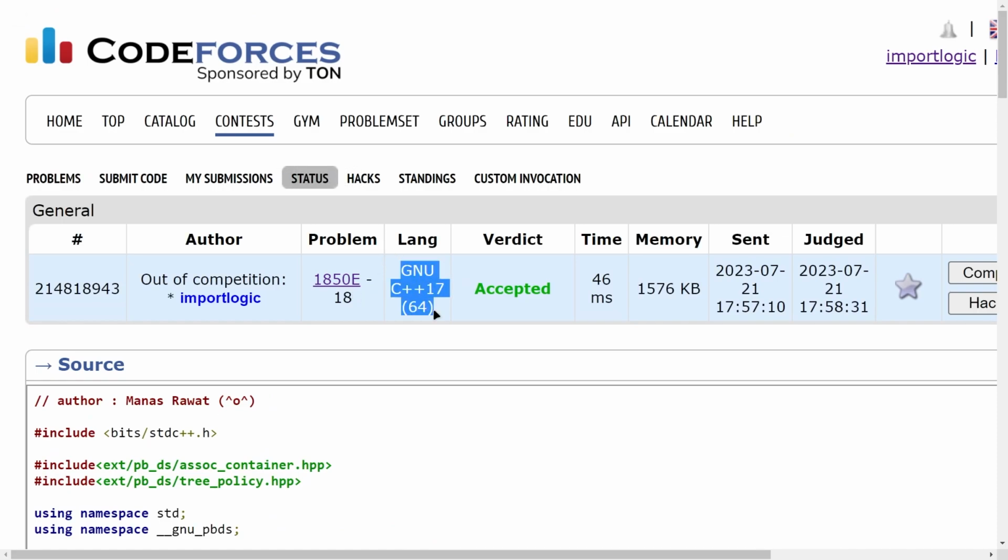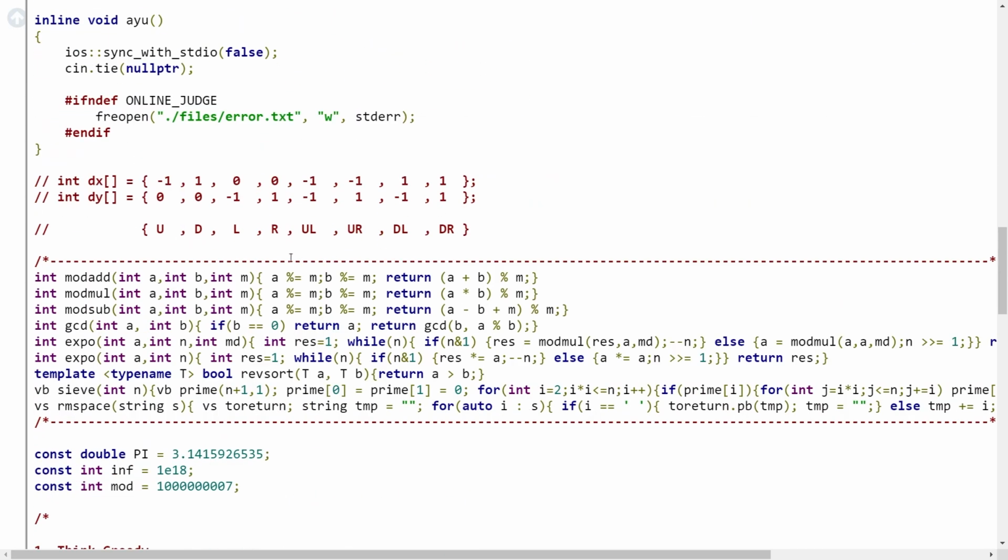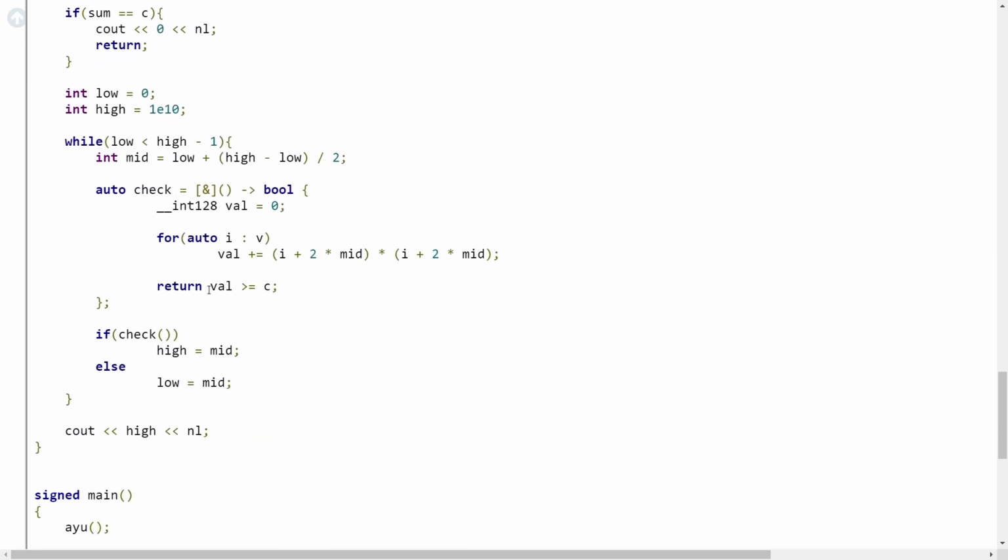You see that this is C++17 64-bit, right? You have to make sure that this is 64-bit, otherwise this 128-bit integer will not work. Now what I do is I just traverse to this value of p and I just add all of these values, which is I plus twice of mid.